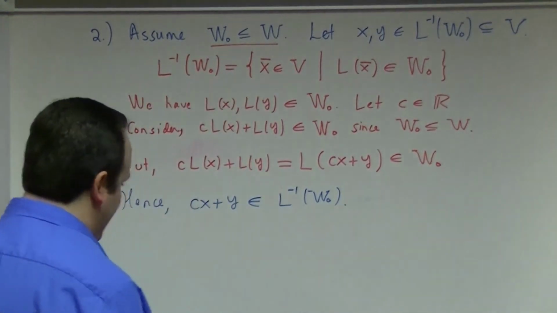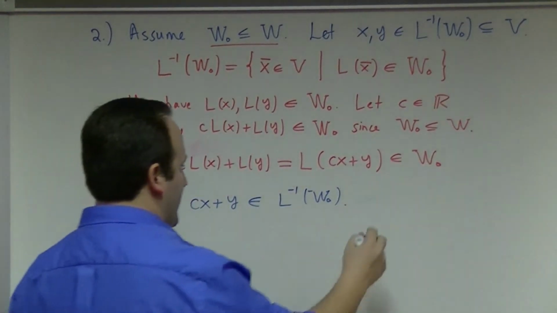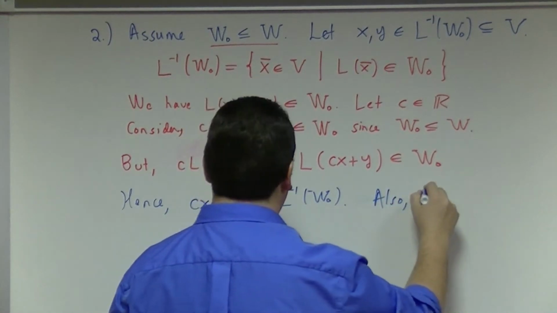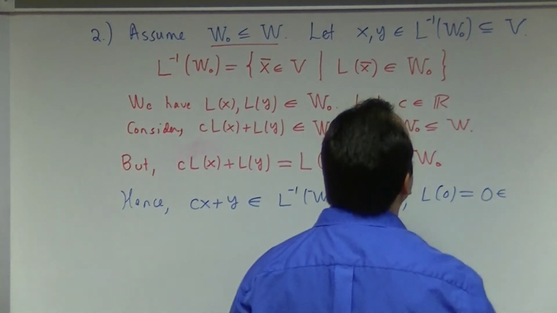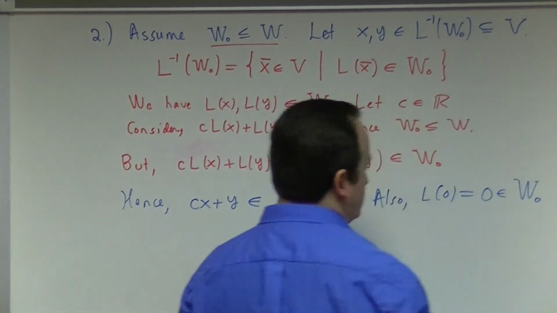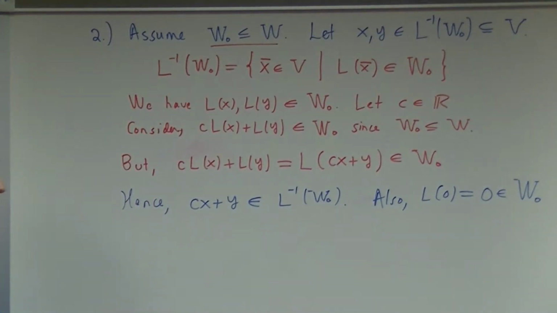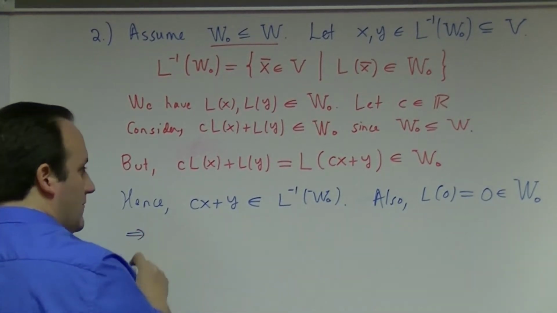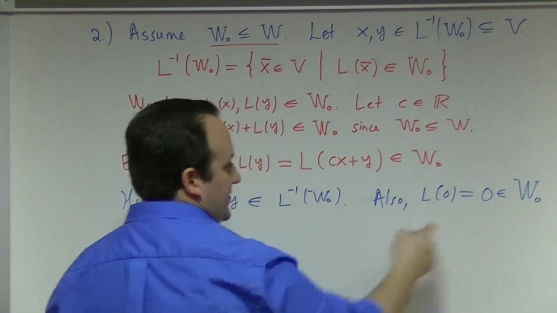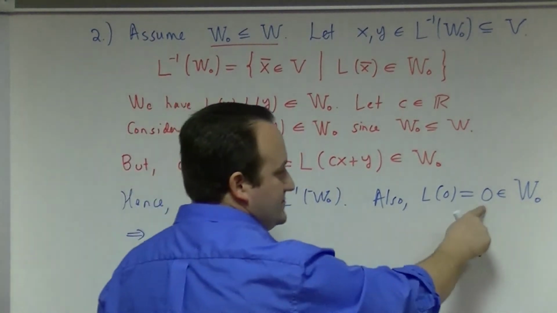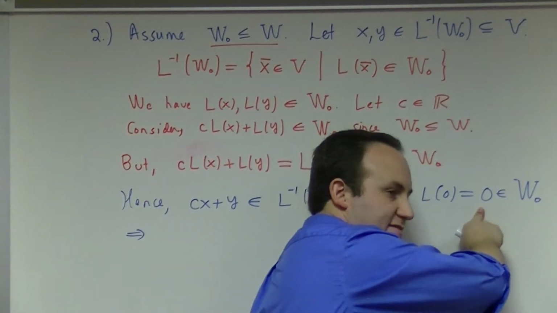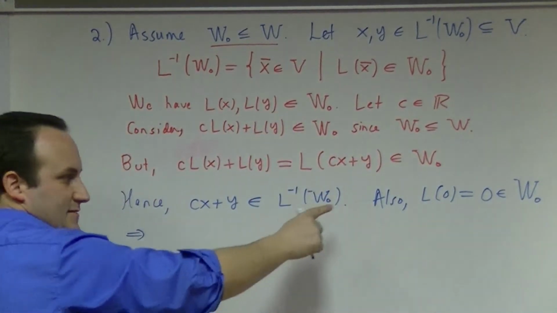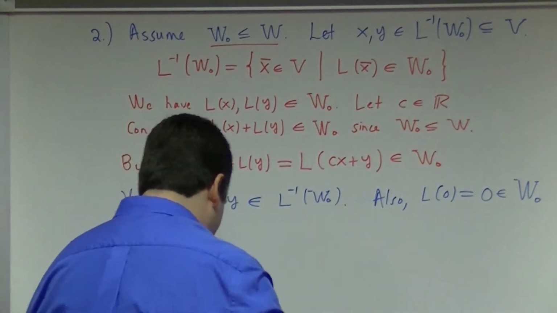I've got to show it's not empty. Again, L of 0 is equal to 0, and 0 is an element of what? W naught, right? So what's that show? If L of 0 maps to W naught, why do I know 0 is in W naught? W naught is a what? Subspace. Is 0 in a subspace? Yes, it is.